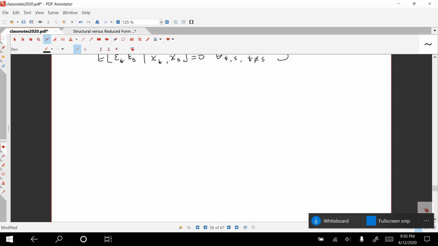Okay, so now let's talk about estimation. We're going to be talking about estimation for each single equation and also estimation for the system as a whole. So let's start with single equation estimation and inference.